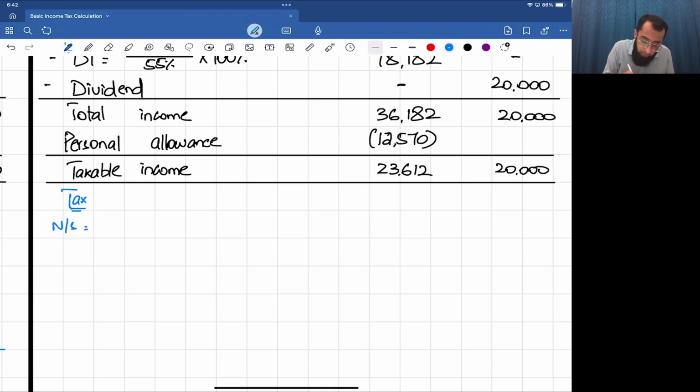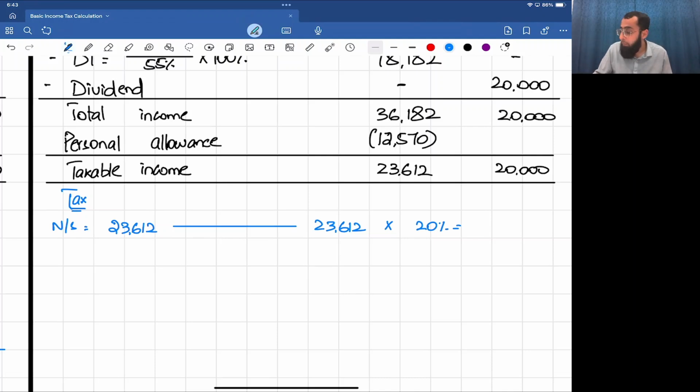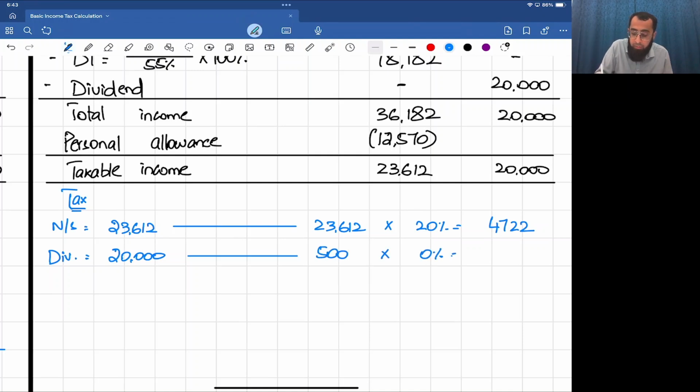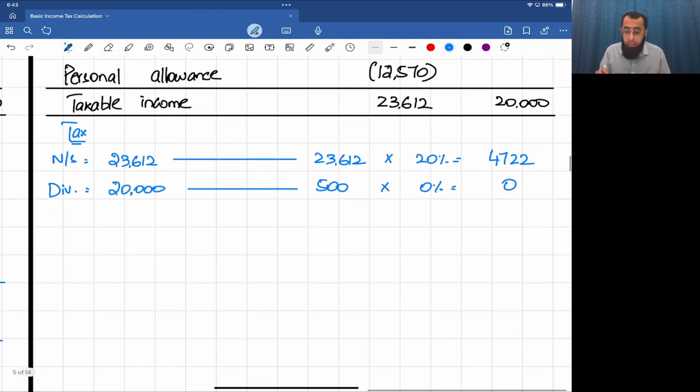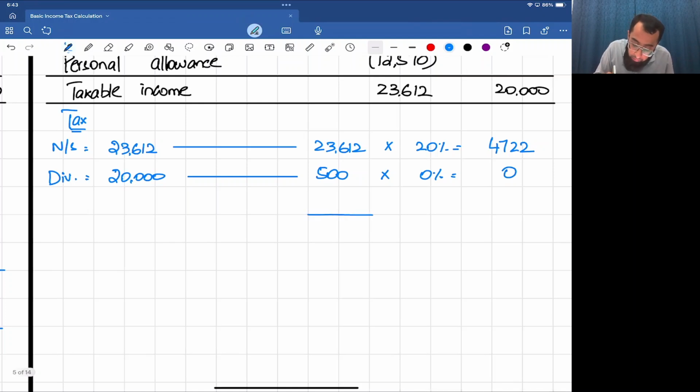On the non-saving income, 23,612, it's in the basic rate band, which is still 37,700. So the rate of tax will be 20%. So it's 4,722. Then there is dividend income, 20,000. First 500 will be taxed at 0%. That gives you 0.